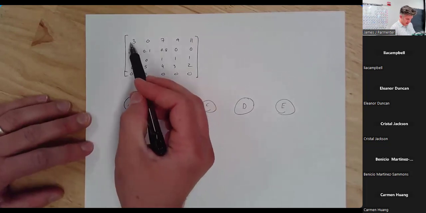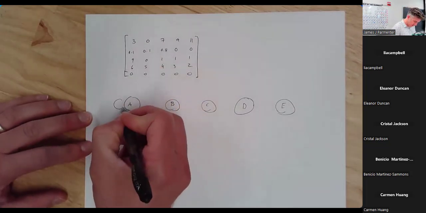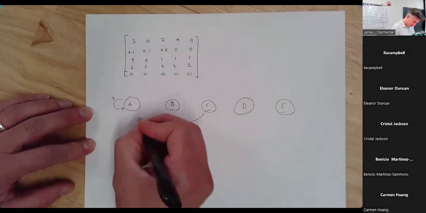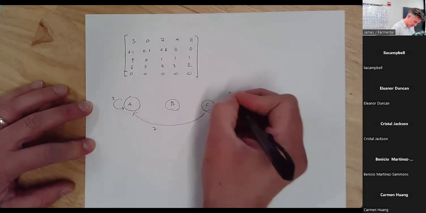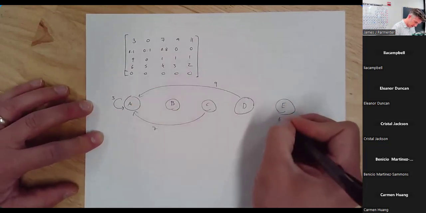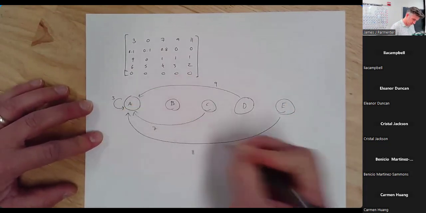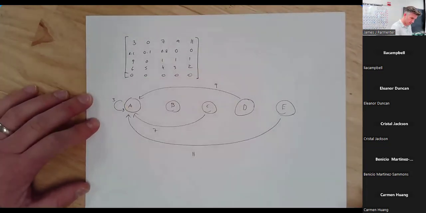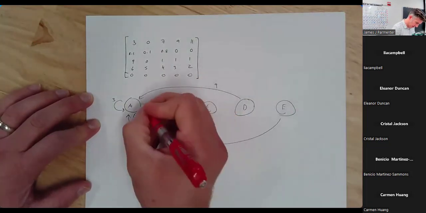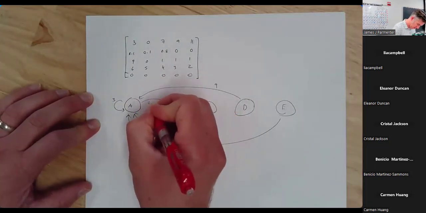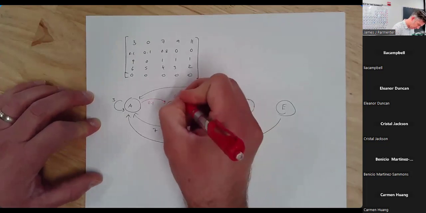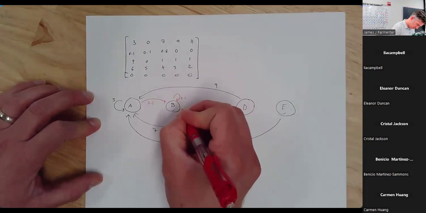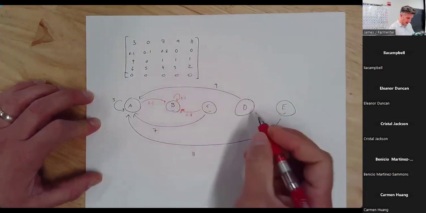So into A is 3 times A, 0 times B, 7 times C, 9 times D, 11 times E. Going into B is 0.1 times A, 0.1 times B, 0.8 times C, and nothing from D and E.